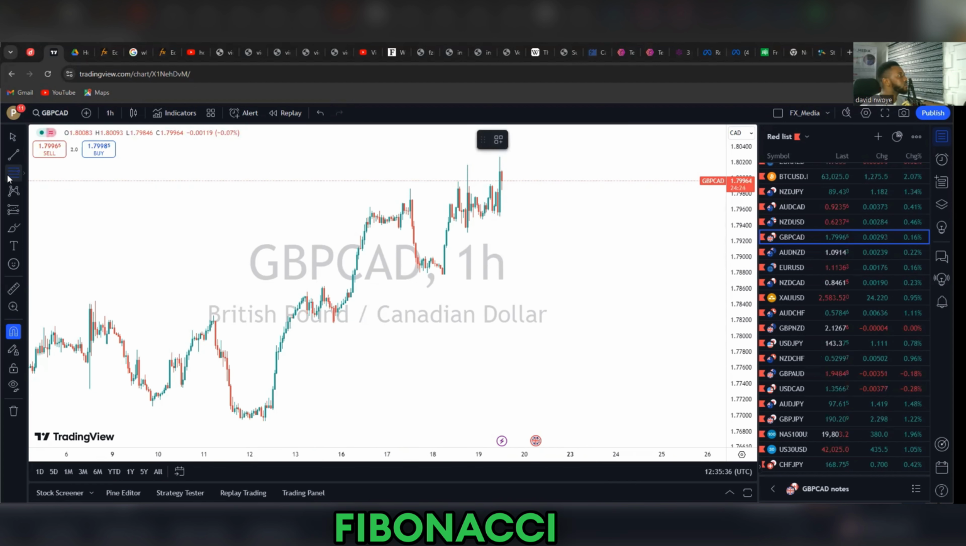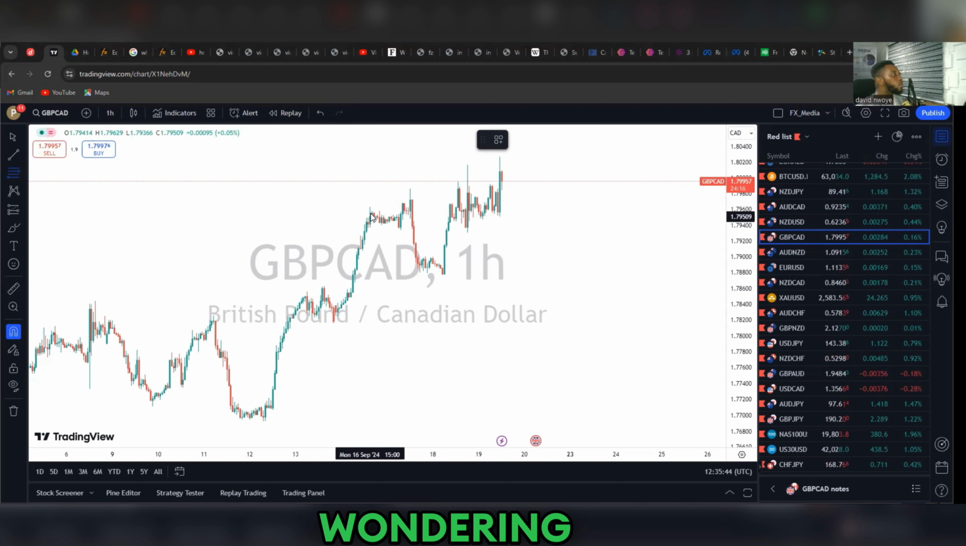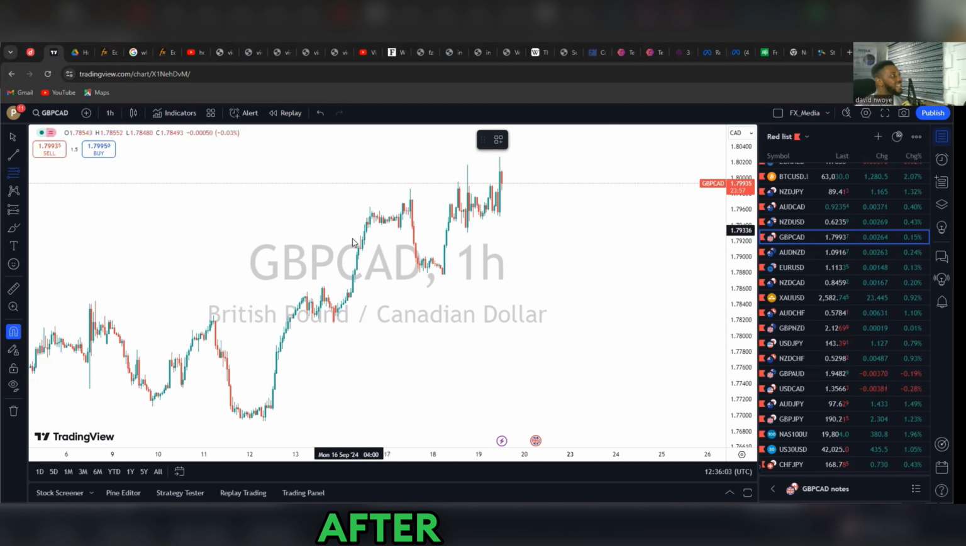So I'm going to get the Fibonacci tool from the left hand side of your TradingView. So let's look at this. When the market creates an impulse move like this, and you're wondering where is the market going to retrace from, as the name implies, Fibonacci retracement. So you know retracements are temporary pullbacks before the market continues to trend. You know that already. All right, so you meet the market at this point and you're like, I don't know where the market is going to retrace from after it has created an impulse move from here.